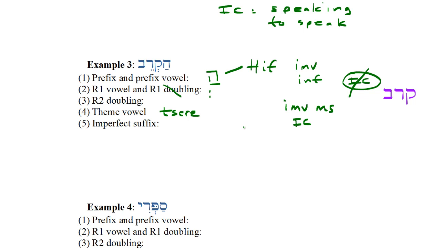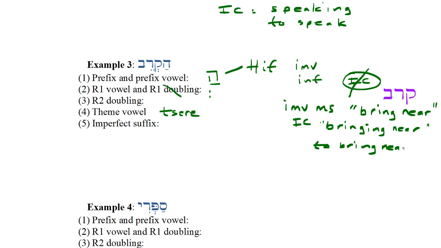In the hiphil it would mean to bring near, to cause to come near. So the imperative masculine singular would be the command, bring near, bring him near, something like that. And the infinitive construct would be either bringing near or to bring near, depending on context and depending on if there was a preposition lamed in front of it. Okay, let's move on to example 4.